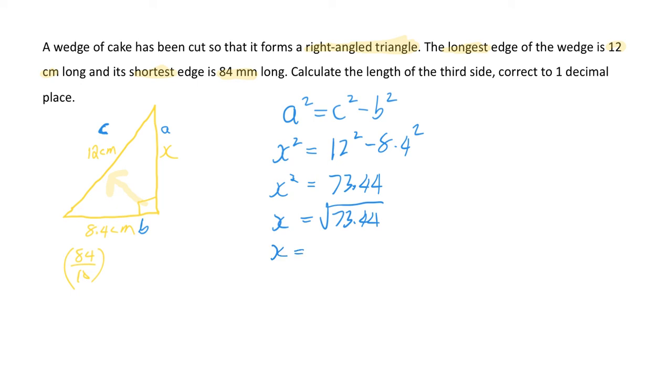Then I square root both sides to get x by itself. So x is going to equal 8.57 centimeters. And because the question is asking for 1 decimal place and I need to follow the instructions in the question, it's going to be 8.6 centimeters.